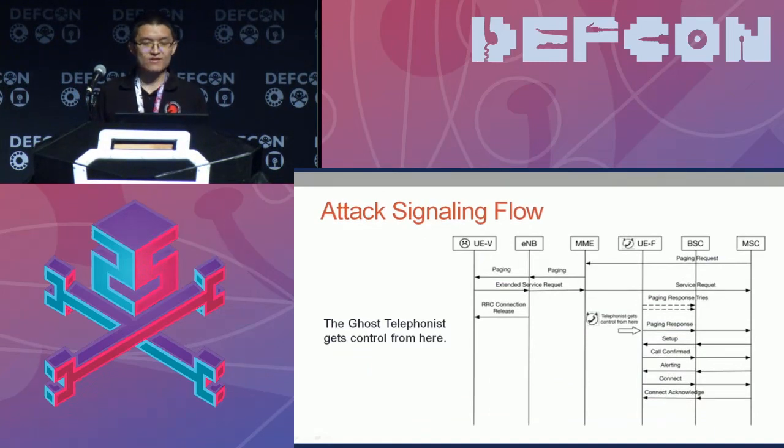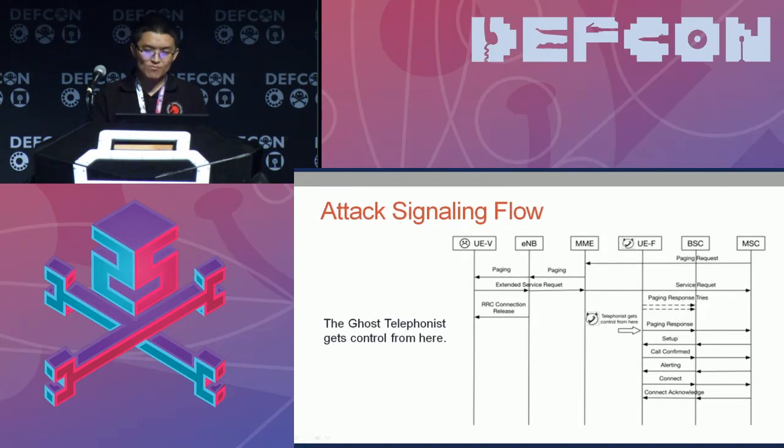This slide explains the attack signaling. In this figure, UE-V represents the victim, UE-F represents the attacker. When there is an incoming call for the victim, the MSC in the 2G network will request the MME in the 4G network to transmit a paging request.